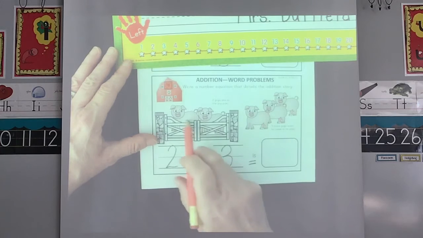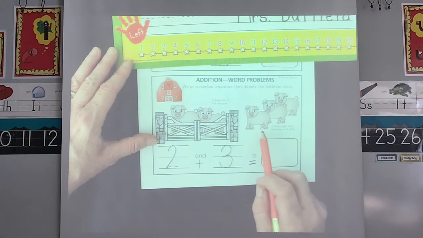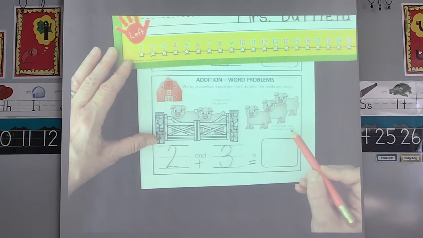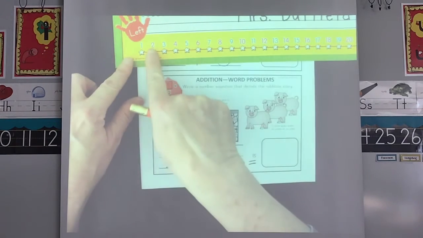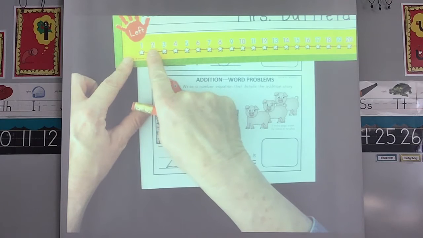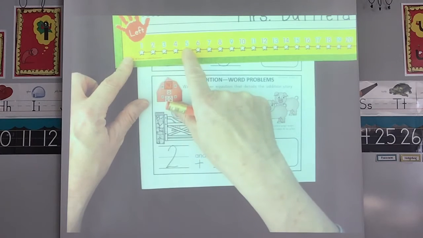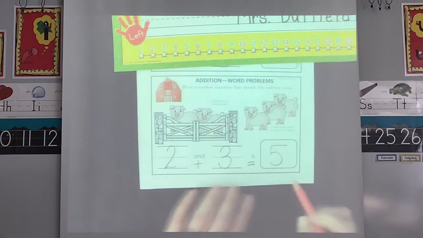Okay, so 2 pigs are in the pig pen, and 3 more pigs want to come play. How many pigs would that be all together? Okay, so 2 plus 3 equals, let's find out. Let's start at our 2. 2 plus 3, so we'll count up 3. 1, 2, 3. Equals 5. We have 5 pigs now in the pig pen.